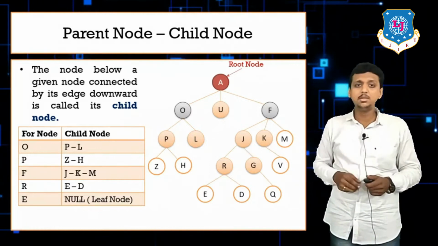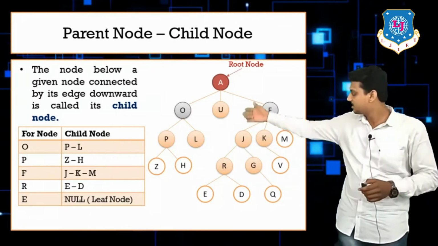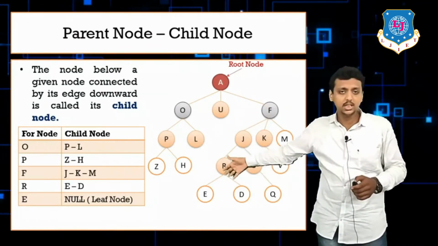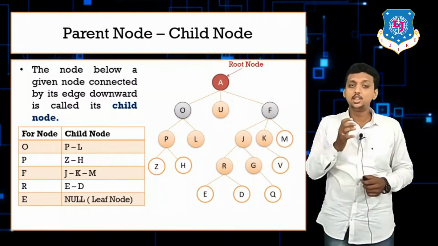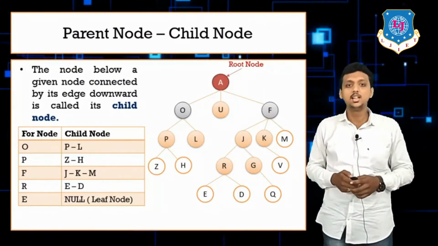Sir, can you tell me which is the child node for node E? See students, is there any child node for E? Yes or no? No. That means null. A node that does not contain any child node is known as a leaf node.